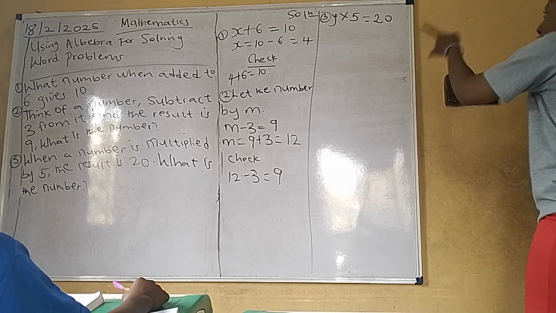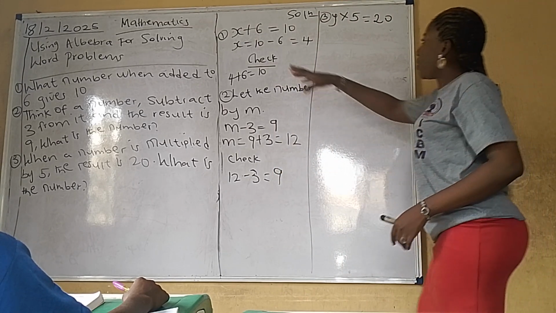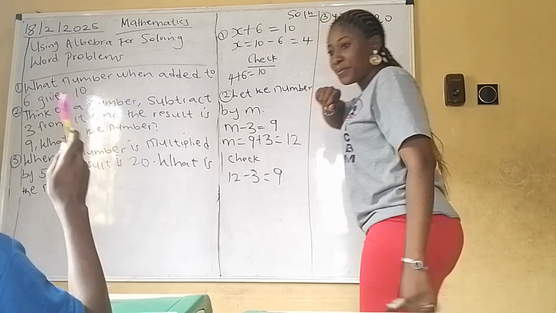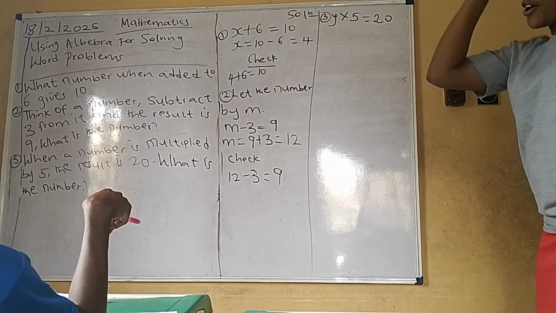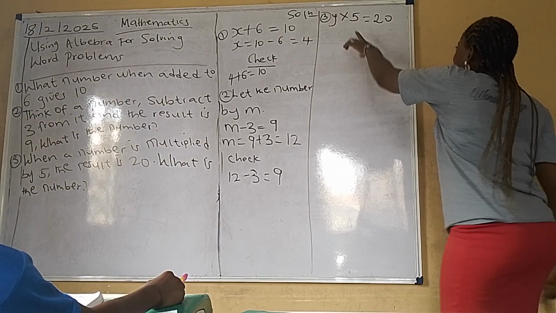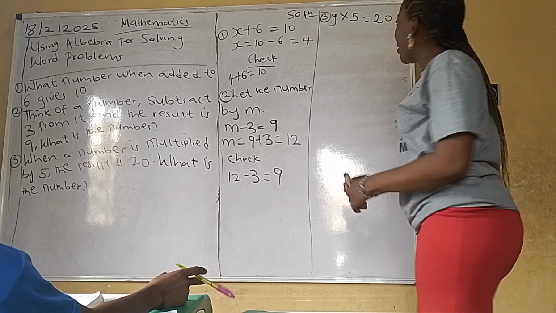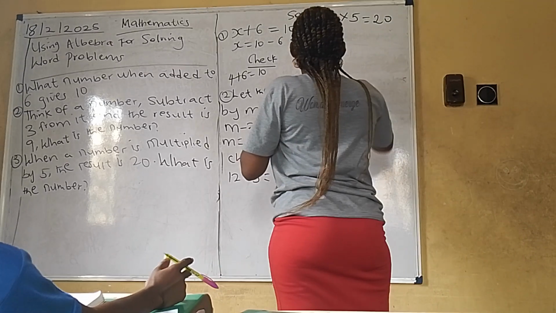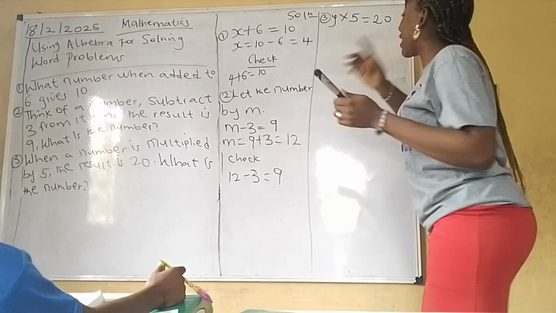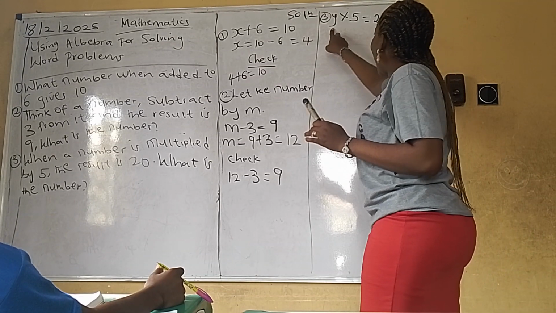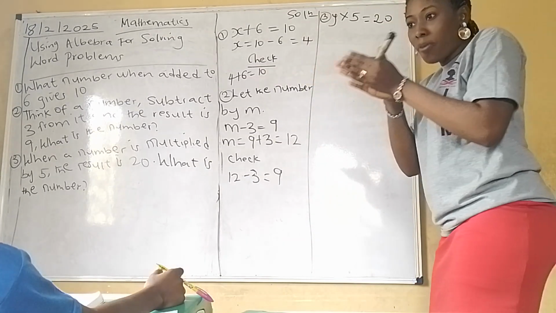We have to go the opposite way. Look at this now: we will do 20 divided by 5, because the opposite of times is divide. There's another way we can do it as well. Y times 5 can go together and become 5y.